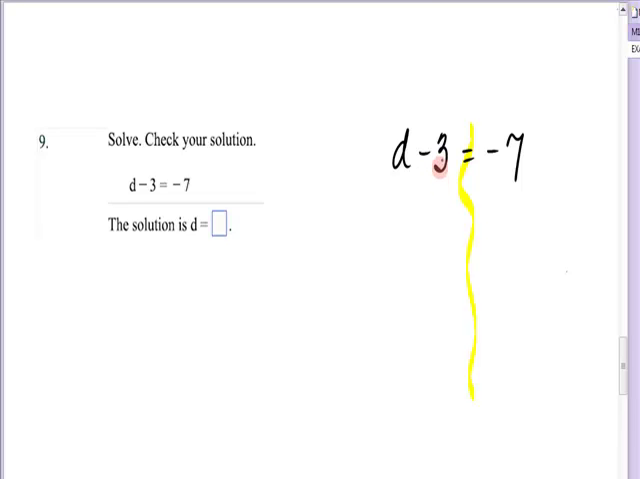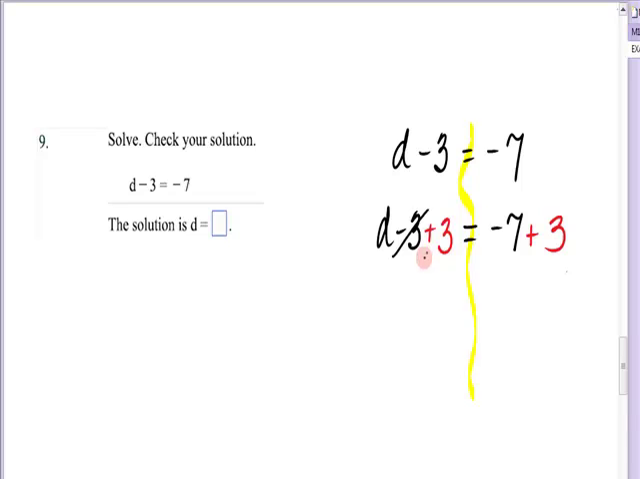If I want to get rid of that subtracted 3, I do the inverse, which is, and I hope you're hearing, add 3. So I have d minus 3 plus 3 is equal to negative 7, and I have to do the same thing, add 3. So one side, the side with the variable, motivates me to do this, but then I have to do the same thing over here. All right.